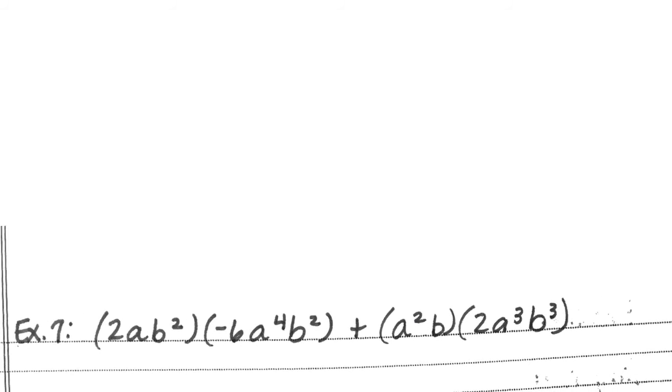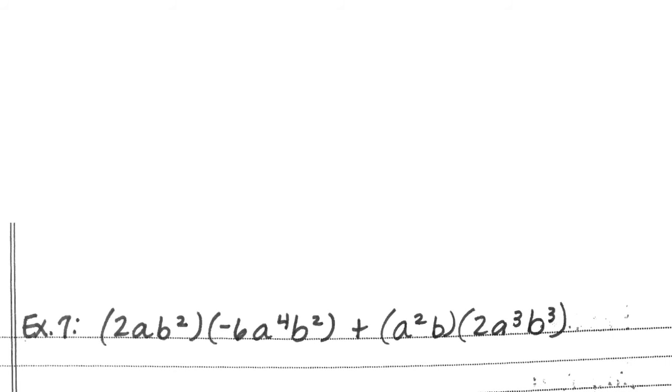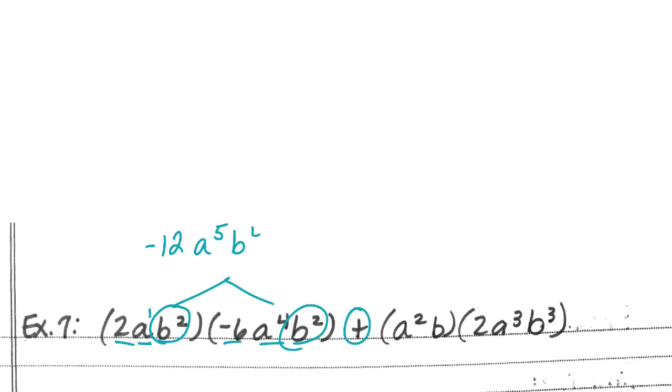Let's not get confused when they throw a plus sign. So notice this plus sign right here. I'm going to show my work up. When I multiply, I have a negative 12. A and a to the fourth is a to the fifth. And b squared and b squared is b to the fourth.